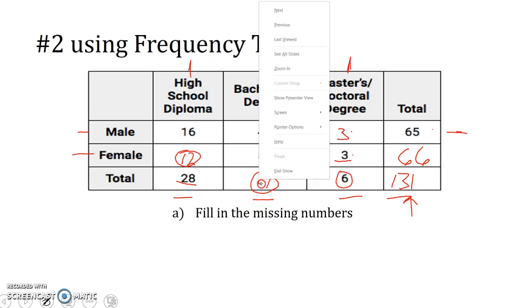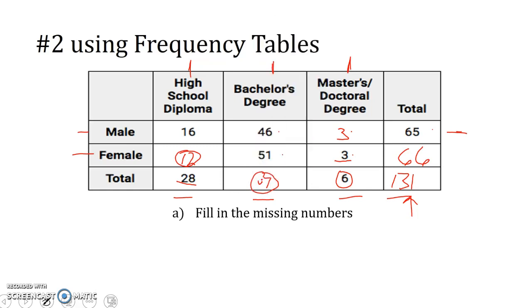This would be 97 here, though. Must have went away. Can't get it to stay. There we go. And 28 plus 97 plus 6 adds up to 131. So there are 97 with a bachelor's degree.